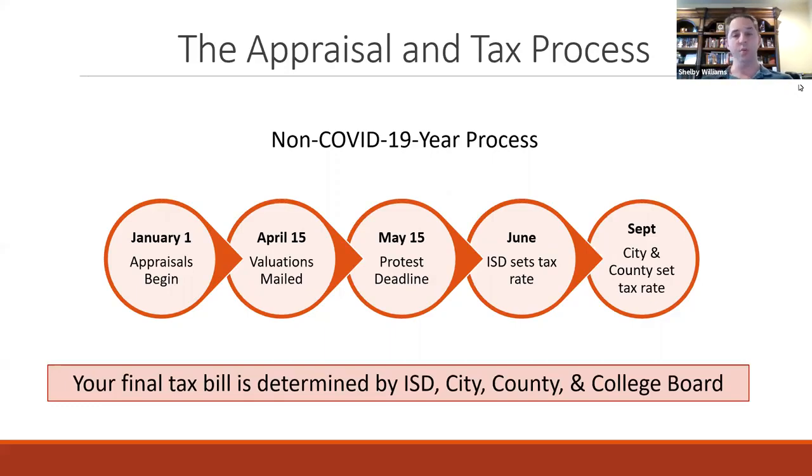And then in June, the ISD, at least the Plano ISD, sets its tax rate for the next fiscal year. And in September, the city of Plano, and this happens all across Texas, the city of Plano and Collin County set our tax rates. That's all done after the valuations are determined, all the appraisals are determined. So your final tax bill is determined not by the central appraisal district, but by the city, the county, the college board, and the independent school district.